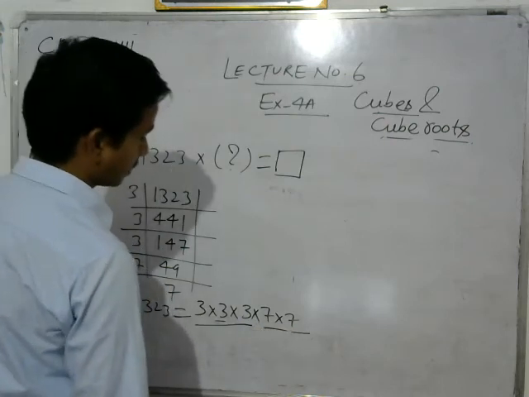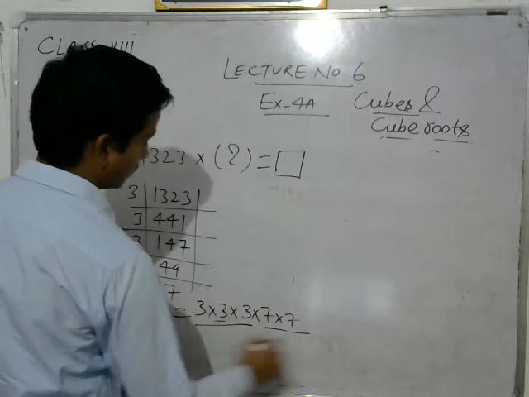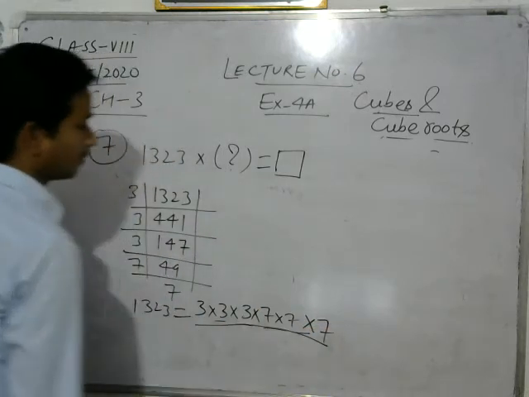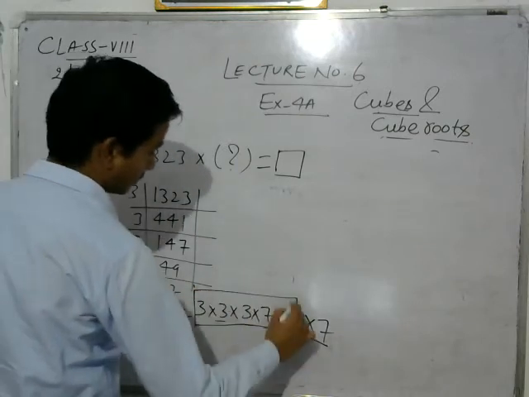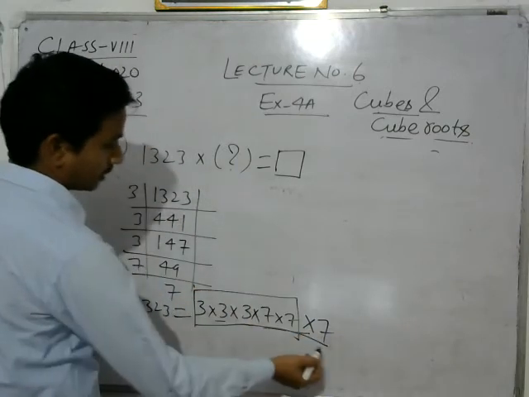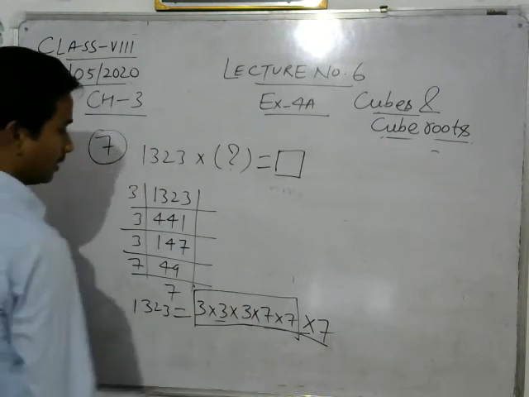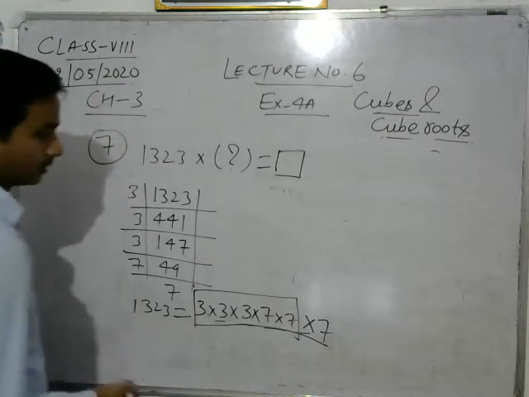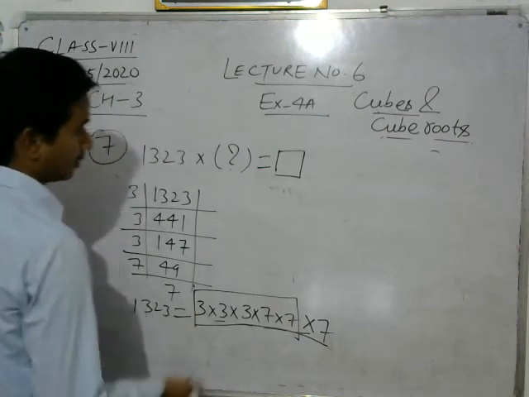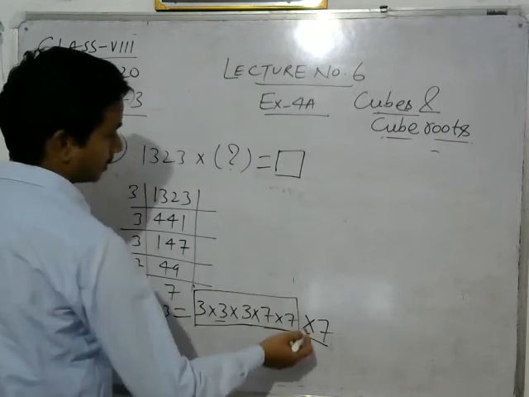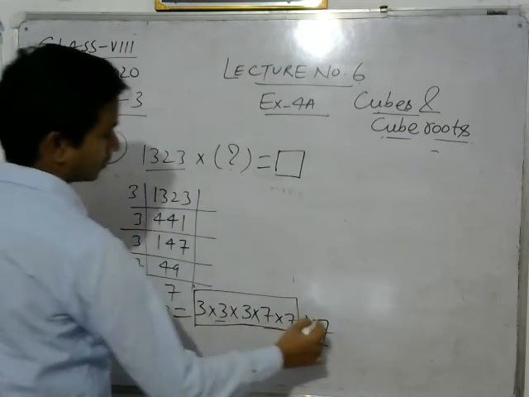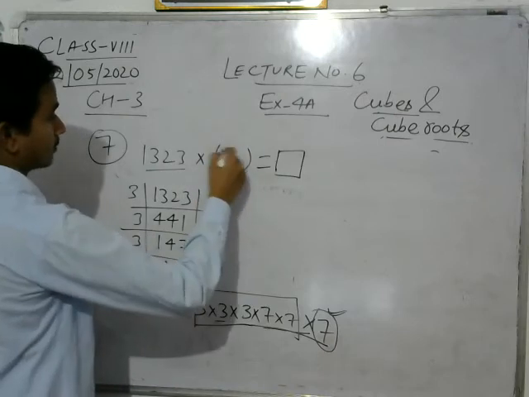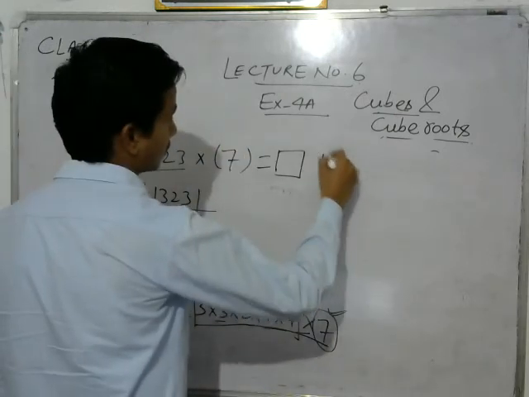If we multiply this number with one more 7, then we can form the triplet of 7, and the new number so formed will definitely be a perfect cube. So what is our answer? What least number should be multiplied with this number? The answer is 7. Similarly, you can solve question number 10.